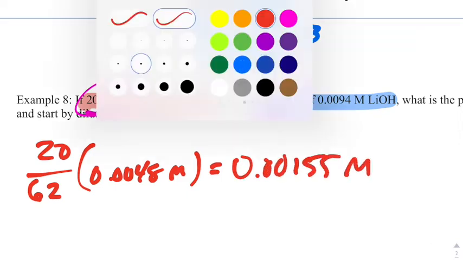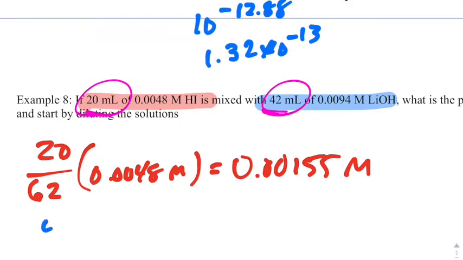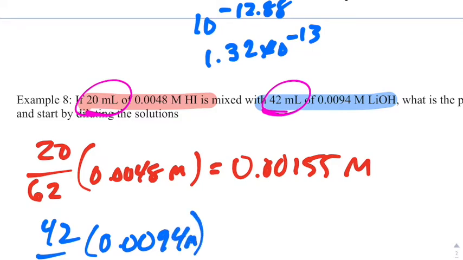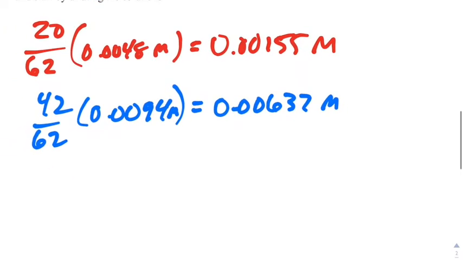of our strong acid, and our base is going to be 42/62 of its molarity, which is the 0.0094 molarity that's there. So our base is going to end up at 0.00637 molarity that's there. So in the instant that they are combined and diluted, but before they react, they are now the 0.00155 and the 0.00637 that's here for this guy. Sorry, that's a 7 for those concentrations.